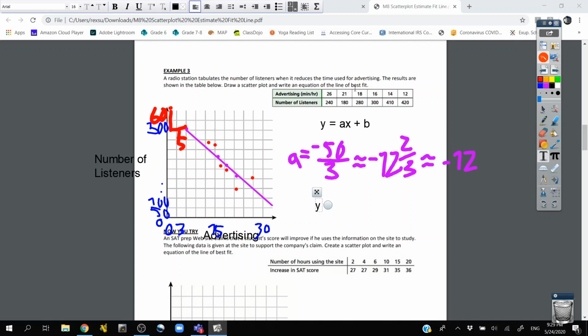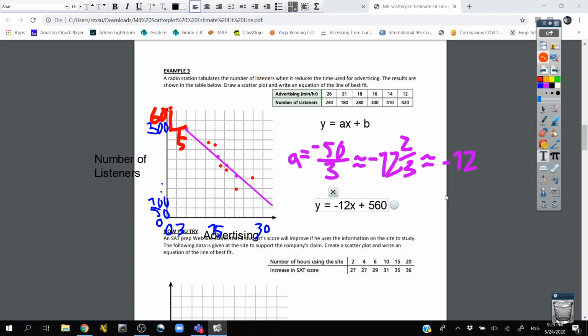I have y equals negative 12, the gradient that we got by looking at the points that were near the crosshairs, times x plus the y-intercept, which I could go back and resolve. It should be near 560 up here.